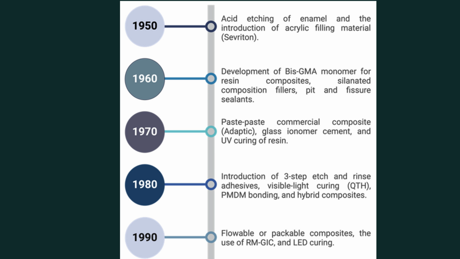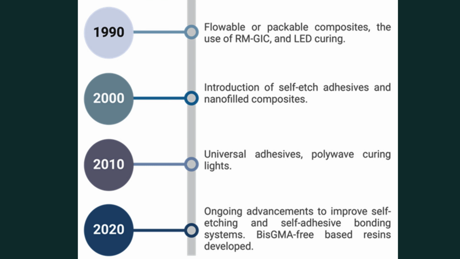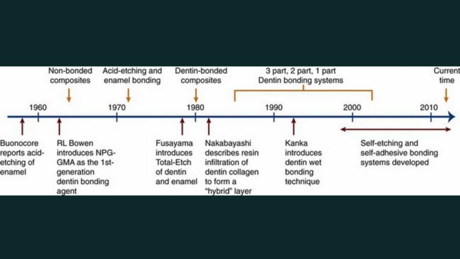To simplify the clinical procedure, primer and bonding resin were combined into a single bottle, while etching remained a separate step. Although easier to use, these adhesives were more hydrophilic and more susceptible to long-term water degradation. Sixth generation. These adhesives introduced self-etch primers, eliminating the separate acid etching step. The acidic primer simultaneously etched and primed the dentin surface. While effective for dentin bonding, their relatively mild acidity produced weaker enamel bonds.